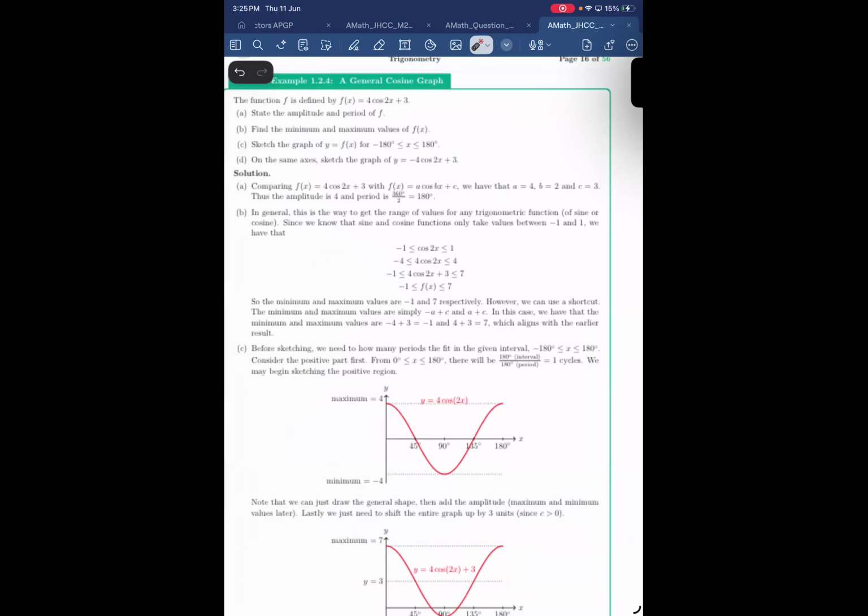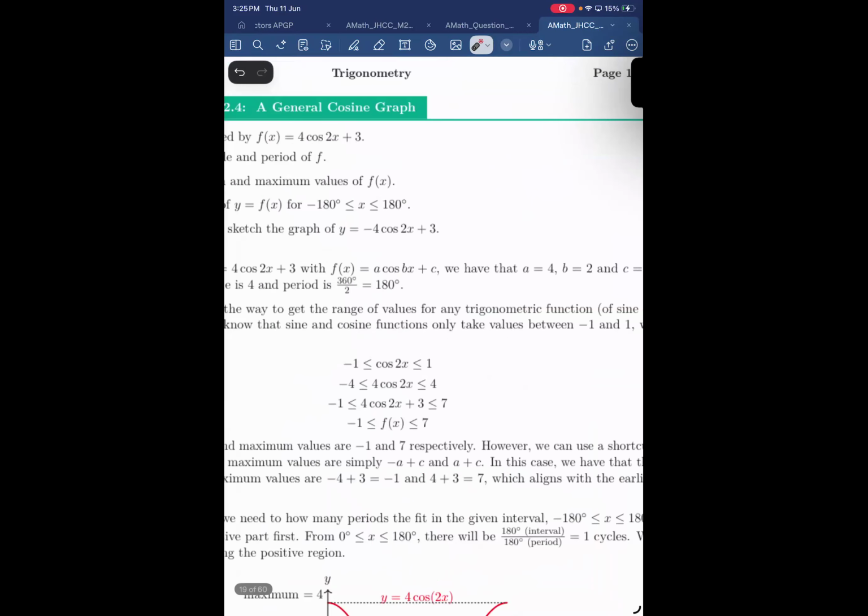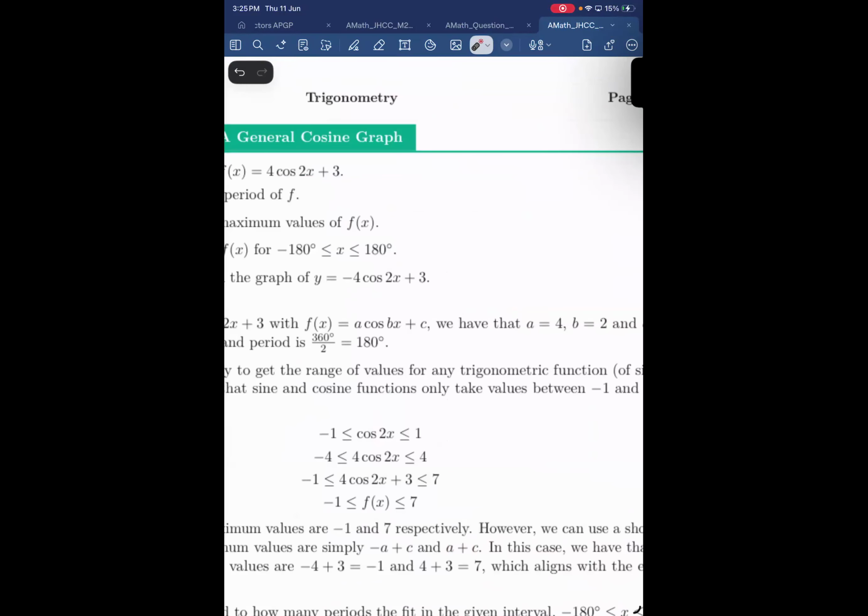For this example, there is a lot of text, but what do we do? Amplitude and period. The amplitude is 4, and the period is 360 degrees divided by 2, which is 180 degrees. The minimum value is minus the amplitude plus c, so minus 4 plus 3, which is minus 1. The maximum value is the amplitude plus c, which is 4 plus 3, which is 7. Then we can sketch the graph.